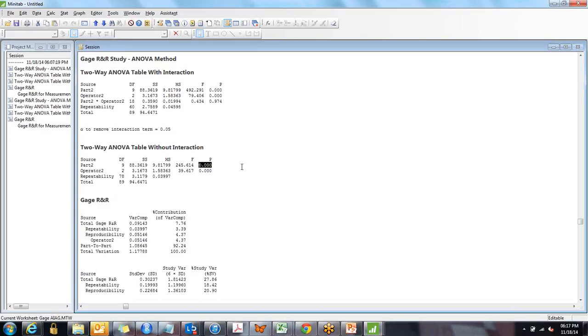Except? No. P high, null fly. P low? Null. Yeah. Then reject the null hypothesis. Reject the null hypothesis, accept the alternate hypothesis. Absolutely. Yes. So if you are rejecting the null hypothesis and accepting the alternate hypothesis, then you're telling that these parts have maximum interaction on the measurement results.